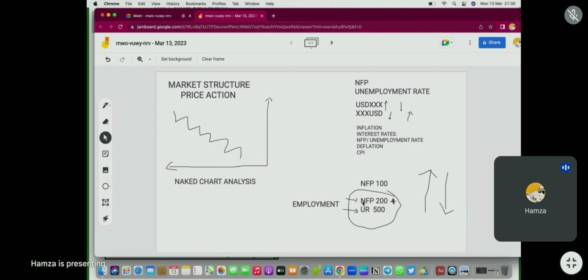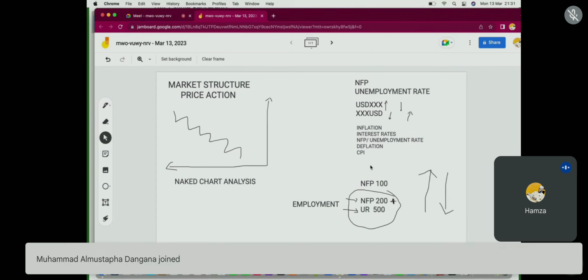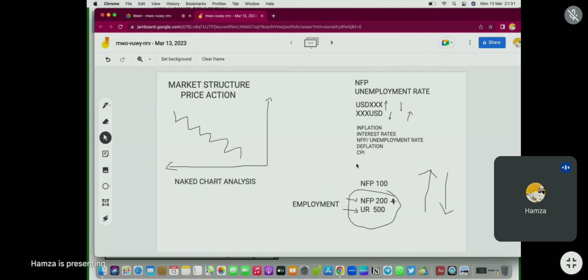Now, the NFP print suggested we had more jobs, but the unemployment rate suggested we had also lost more jobs. Okay? Now, assuming you have two local governments, in the first local government, you were able to get 200 people jobs. Congratulations. In the second local government, 500 people lost their jobs. As a governor of that state, that's terrible for you. While the first local government might be celebrating, overall the state is in trouble.